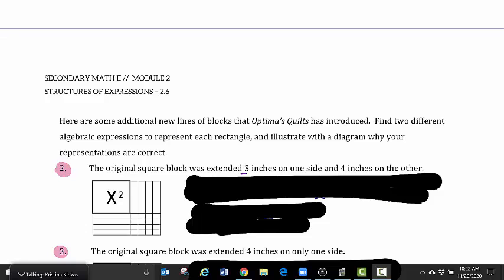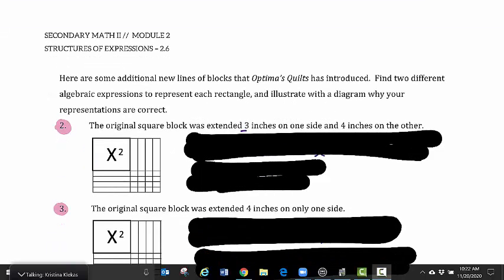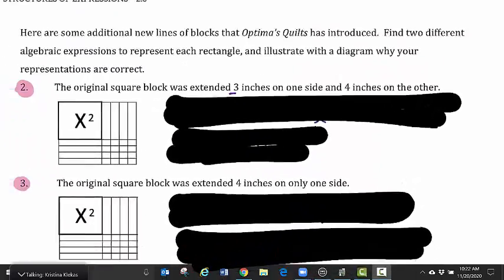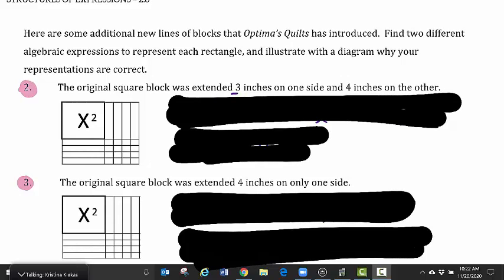Here are some additional new lines of blocks that Optima's Quilts has introduced. Find 2 different algebraic expressions to represent each rectangle and illustrate with a diagram. So I'm going to do 2 and 3 for you, and you will have to do 4 and 5. Okay, so it says the original block was extended by 3 inches on one side. So again, I'm going to go ahead and color in my original block. That's my x squared.